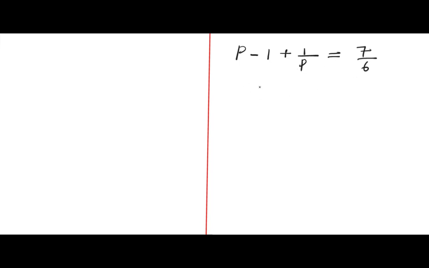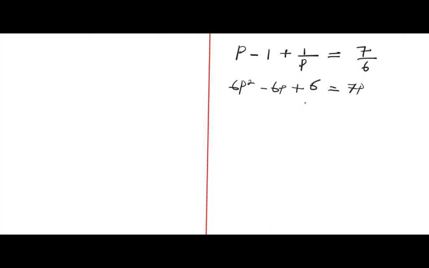And we have to find the LCM, and the LCM is 6p. So the 6p will multiply this p. So you're going to have 6p squared, and the 6p will multiply this negative 1. You're going to have negative 6p plus, and the 6p will multiply this 1. So you're going to have 6, because the p will cancel this p, right? So it equals 2. And the 6p will multiply this 7 over 6, and you're going to have 7p, okay? Because the 6 will cancel these 6, all right?